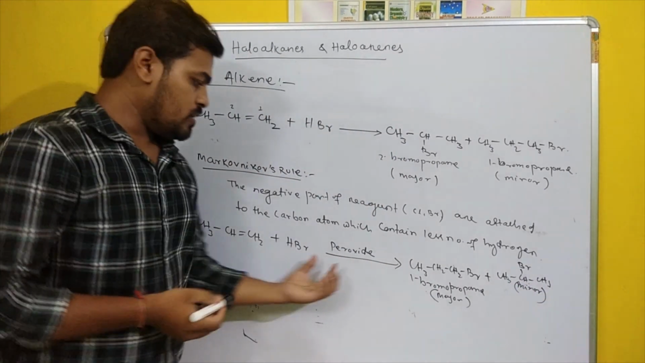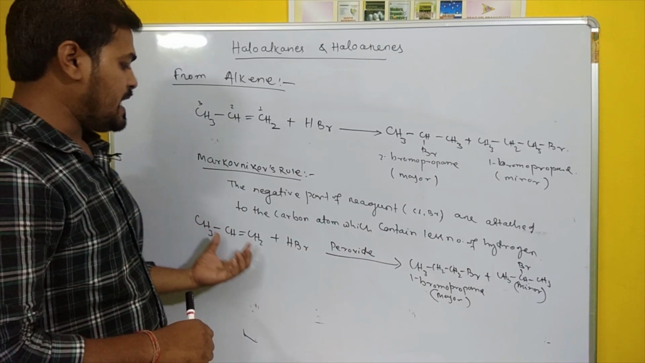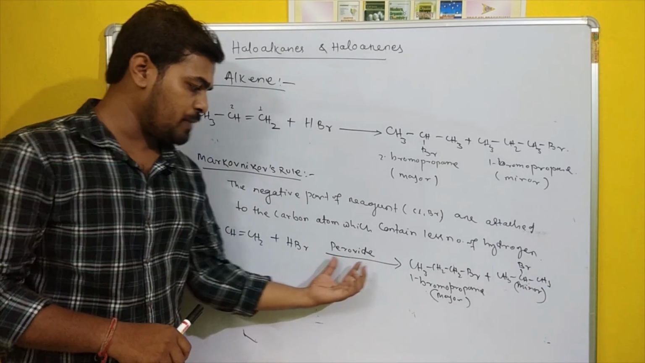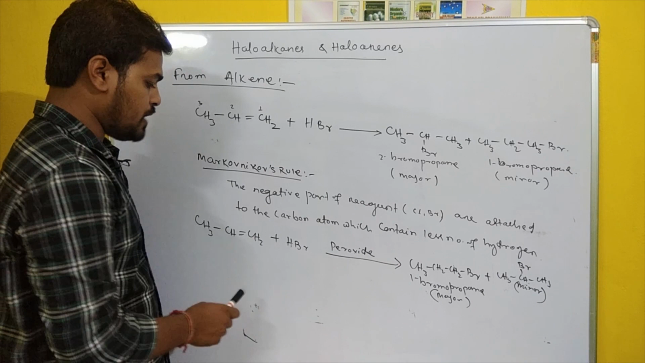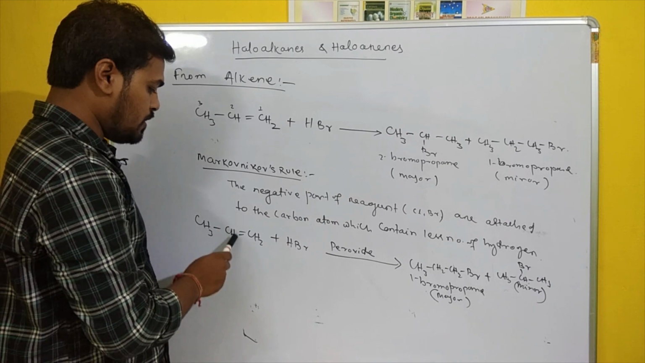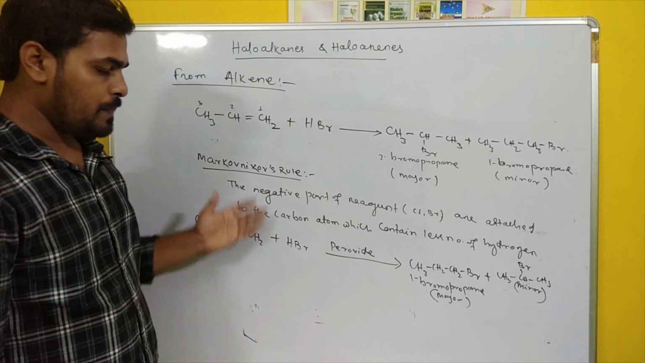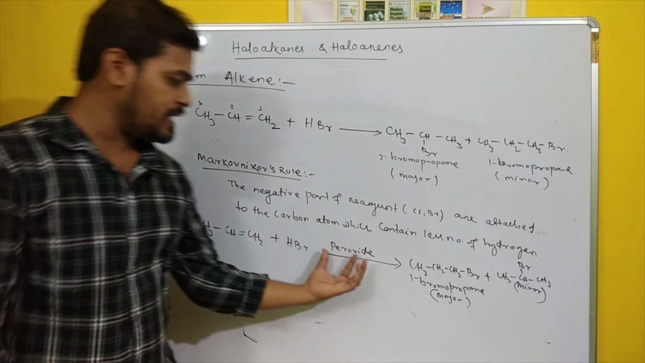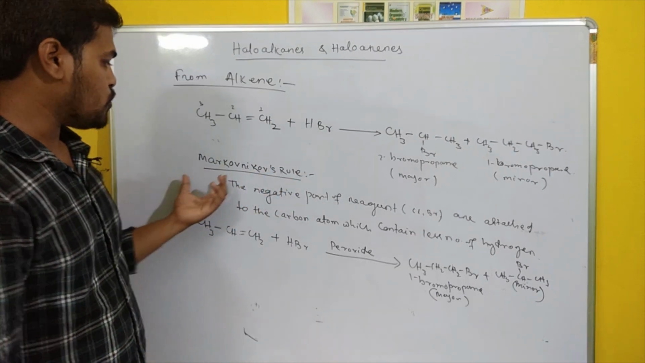This reaction is also called the peroxide effect reaction. What happens here? Here there is an anti-Markovnikov rule. Markovnikov's rule is not followed for this reaction, because in the presence of peroxide, the bromide ion attacks the carbon atom which contains more number of hydrogens, and the hydrogen atom is attached to the carbon which contains less number of hydrogen. That is the opposite of Markovnikov's rule. That is called anti-Markovnikov's rule. In peroxide we follow the anti-Markovnikov rule. In absence of peroxide, in the general reaction, we follow Markovnikov's rule.